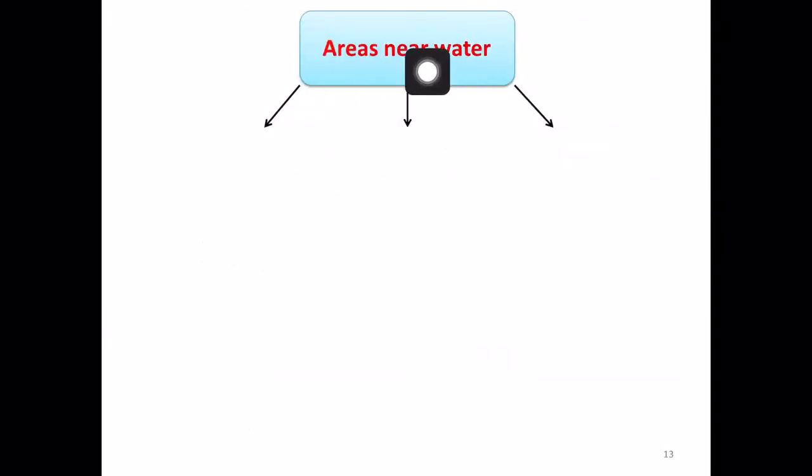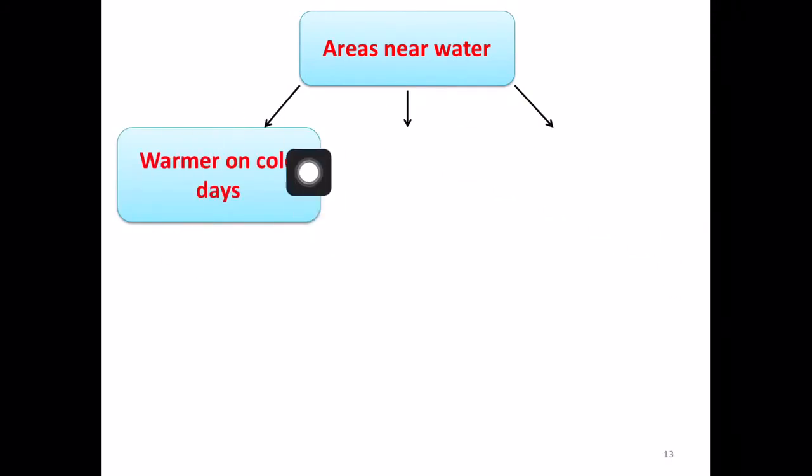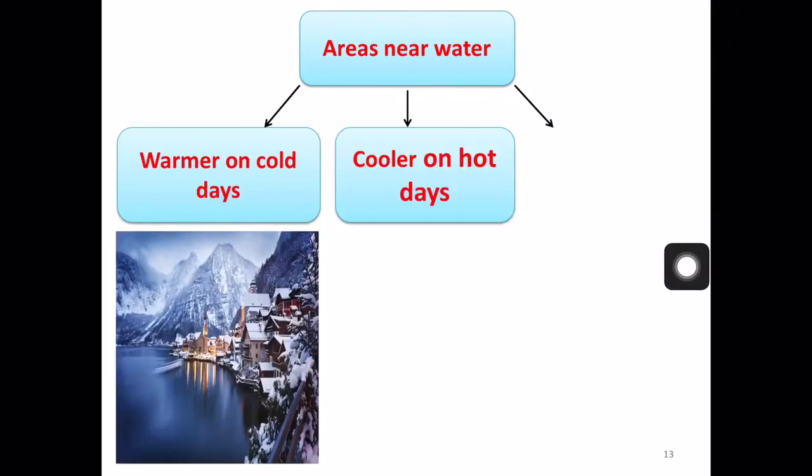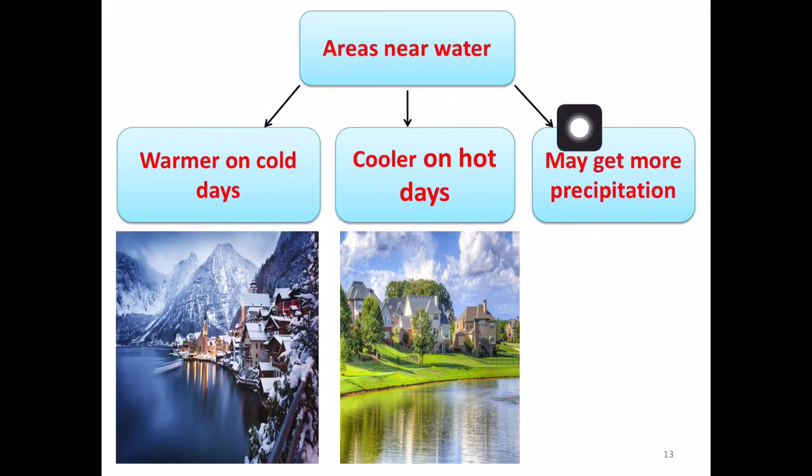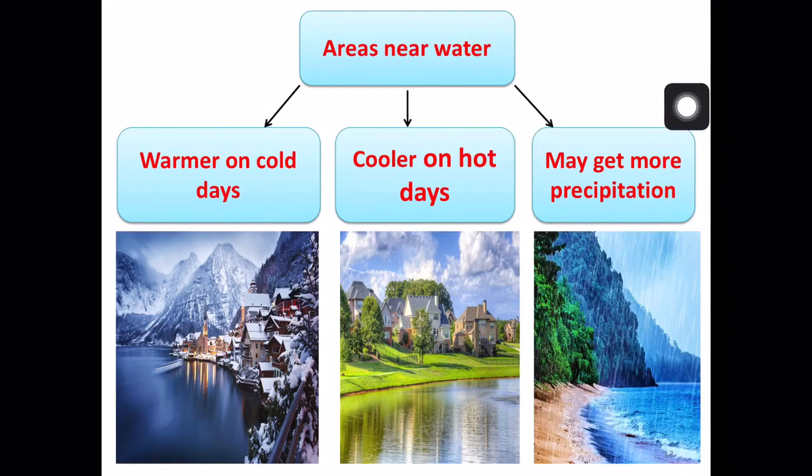So areas near the water, they're actually warm on cold days. They're warm on cold days. And areas near the water are cool on hot days. So if you think of a time you've been to the beach on a really hot day and you jump into the water, it's been cooler. It's a little bit colder on a hot day. All right, so areas near the water are warmer on cold days and cooler on hot days. And they might get more precipitation. So there might be more rain, sleet, or snow for areas that are near the water. And we can see that in this illustration over here.